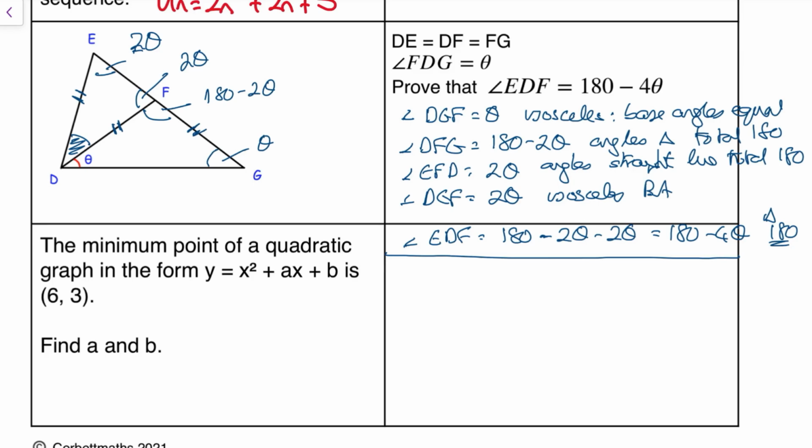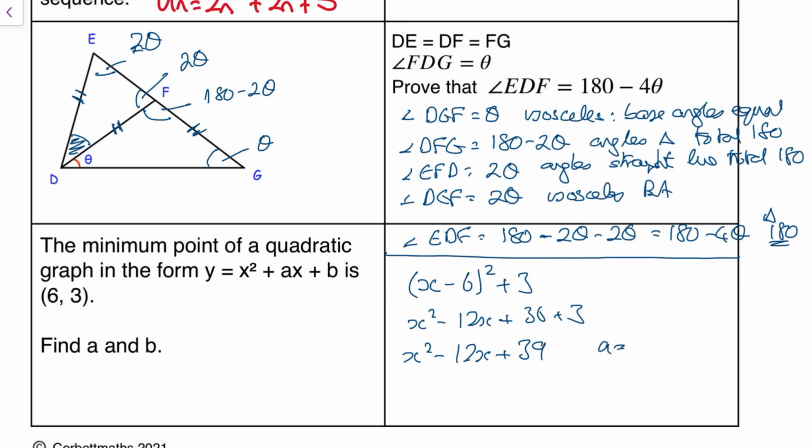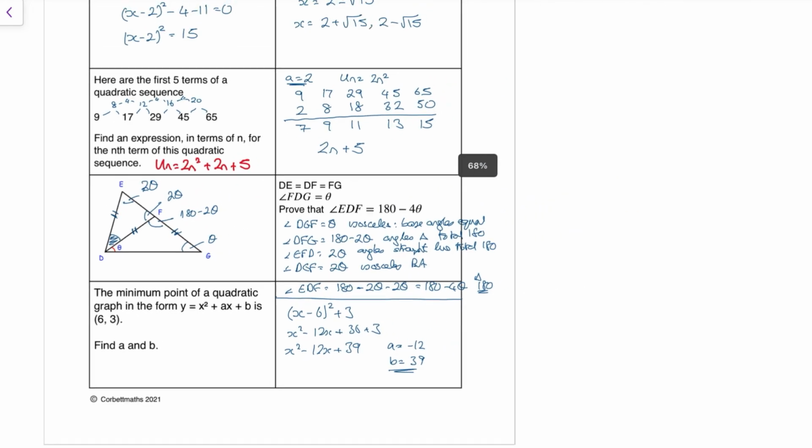It's remembering that if I know what the minimum point is, I can use my knowledge of completing the square to say I can write that as (x minus 6) all squared plus 3, because that's what gives me the minimum point, (6, 3). And if I expand this, that gives me x squared minus 12x plus 36 plus 3, which is x squared minus 12x plus 39, which in other words means that by comparing, a is minus 12 and b is equal to 39. And that is the final question today done.